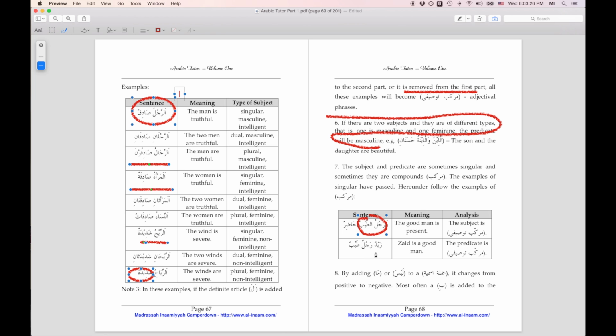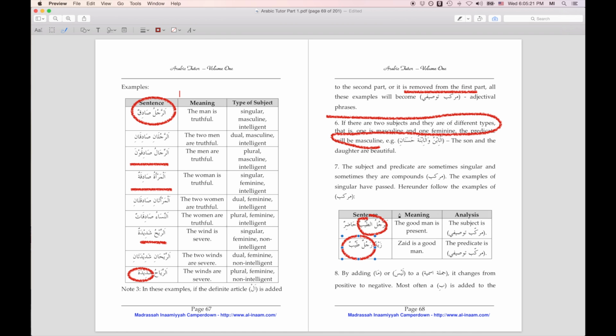Next is Zaidun rajulun tayyibun, Zaid is a good man. If we say Zaidun rajulun, then it is a complete sentence. Or if we say Zaidun tayyibun, that is also a complete sentence. But if we say rajulun tayyibun, a good man, that is incomplete. That is a murakkab tawsifi. That's because the rajulun here could be any man. It's nakira. So that's what this is.